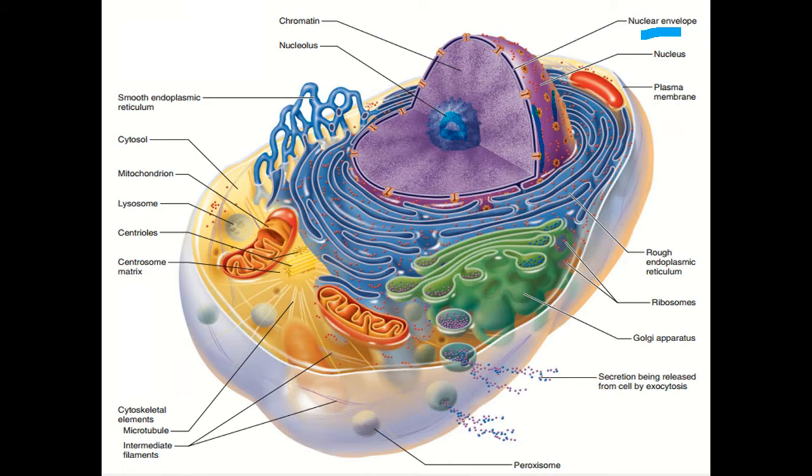Nucleoplasm is found between the nucleus and the nuclear membrane, and this is the cytoplasm. So outside the nucleus there is cytoplasm. The junction between this and this is known as the nuclear membrane.